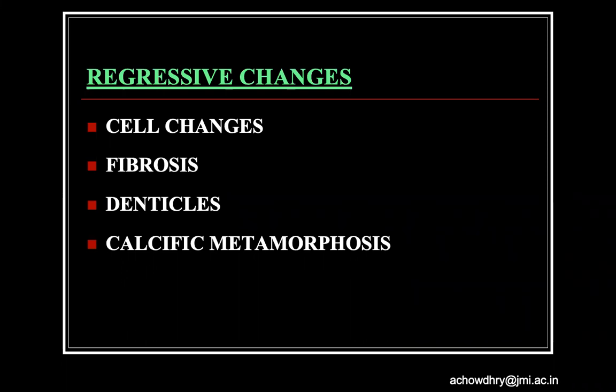So retrogressive age changes in the pulp can be cellular changes, fibrosis, neurovascular changes, reduction in pulp size, dystrophic calcification, and pulp denticles. I had introduced you to pulp stones.